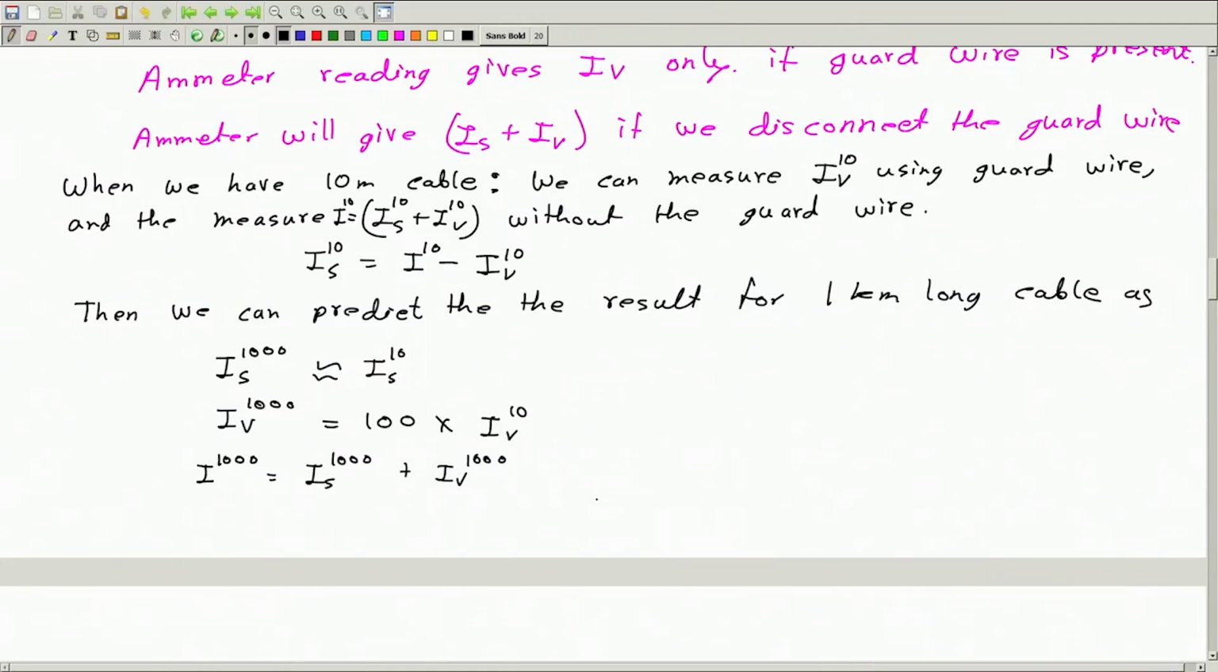So this is the important thing I wanted to convey to you: while measuring a high resistance, the parallel path, that means the surface resistance, comes into the picture, and if we do not take care of that, our estimations can be wrong.